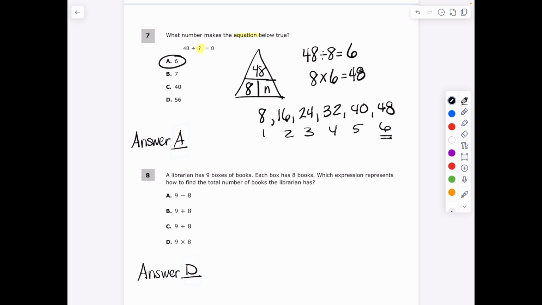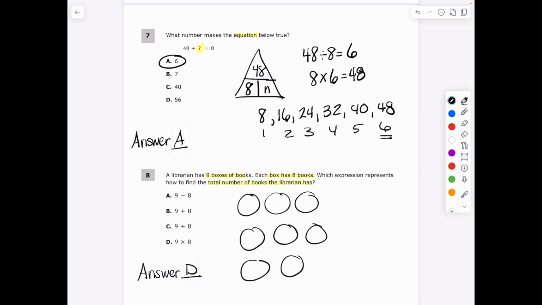All right, let's go to number 8. A librarian has 9 boxes of books. Each box has 8 books. Which expression represents how to find the total number of books? All right, so again, this is really nice to draw. So pretend these are 9 boxes. Each one has 8.